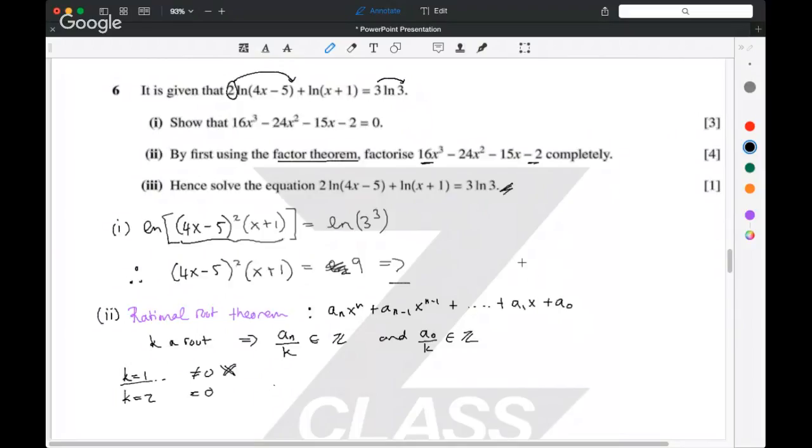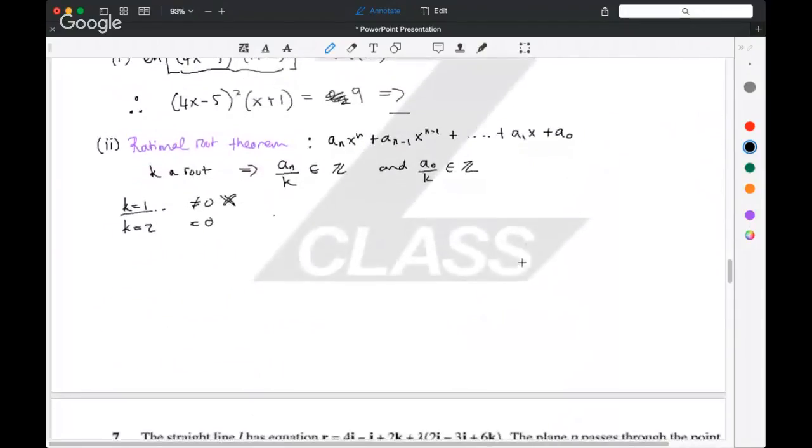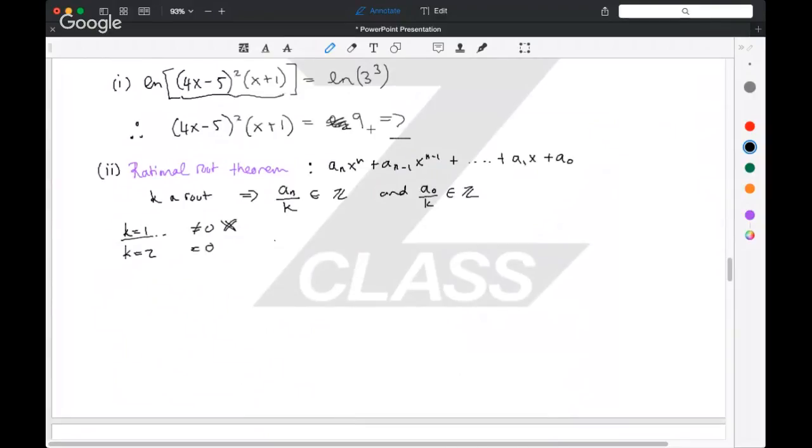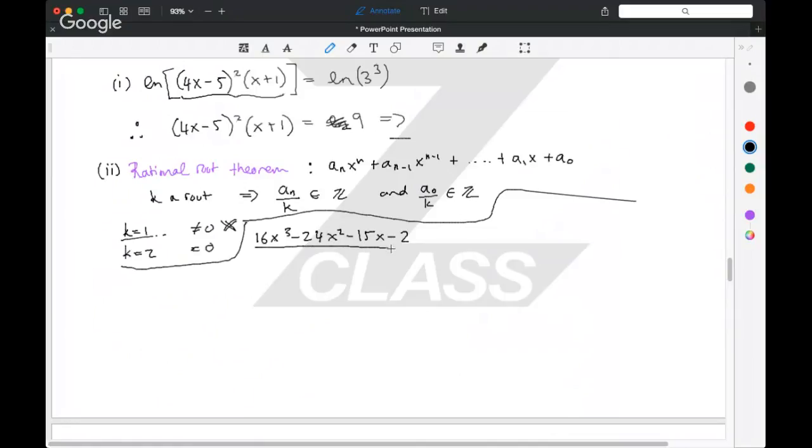So, okay, we've got that x minus 2 is one of our brackets. Great. So now we want to find the other two roots. So what we're essentially doing is dividing our full cubic expression, 16x cubed minus 24x squared minus 15x minus 2, by x minus 2. This is a little tedious, but I'm going to show you how to iterate through it.